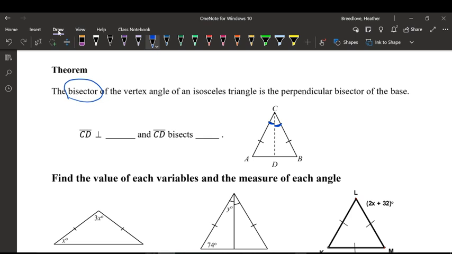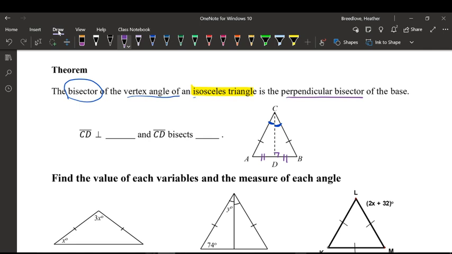So if the bisector of a vertex angle of an isosceles triangle, it does have to be an isosceles triangle, is the perpendicular bisector of the base. So perpendicular bisector means that it splits the base into two congruent pieces, and this is 90 degrees. Perpendicular means two lines meet at 90 degrees. Bisector means cut in half.